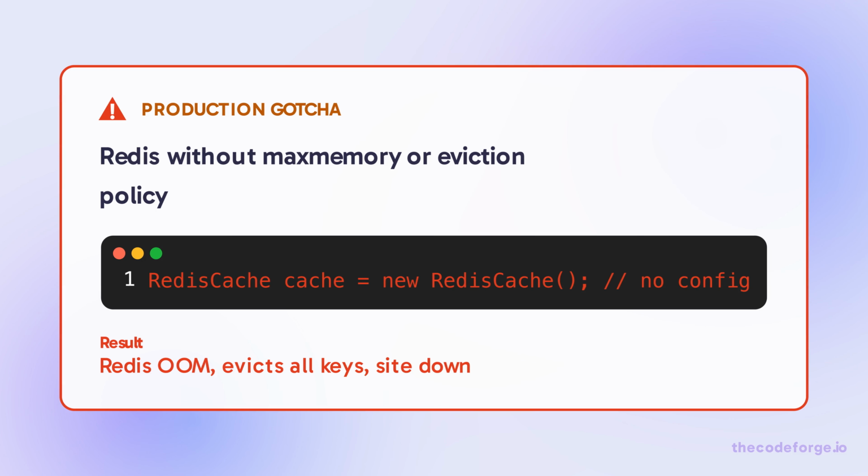Building an unbounded cache without an eviction policy causes Redis to run out of memory and evict all keys, including critical session data. Always configure maxmemory and an eviction policy like allkeys-LRU for product cache.